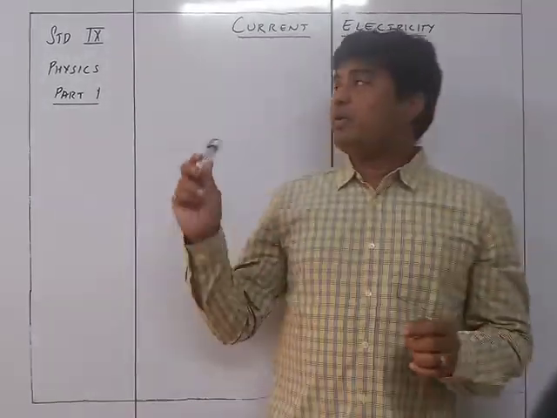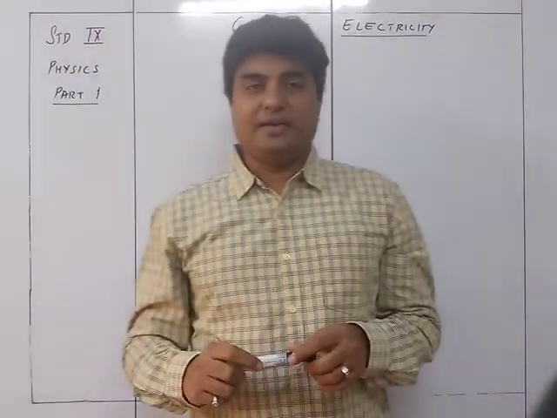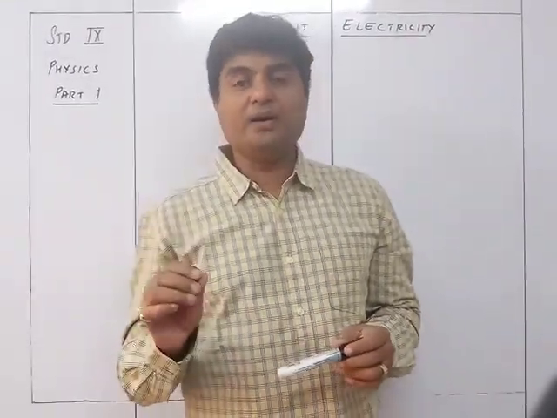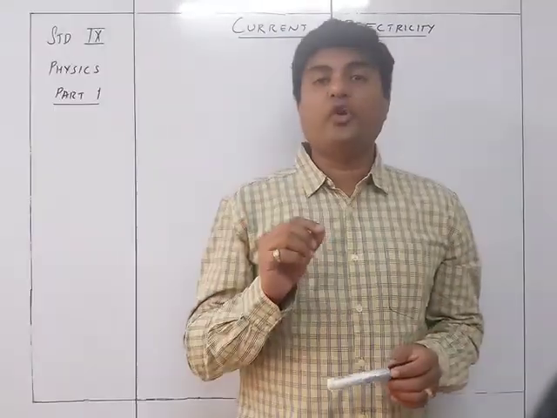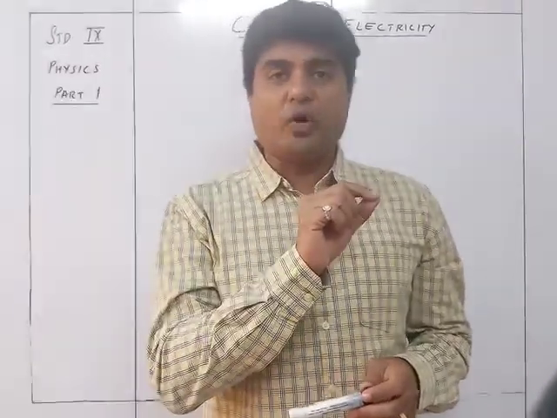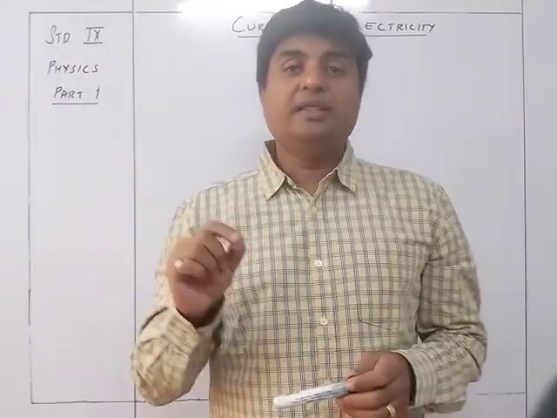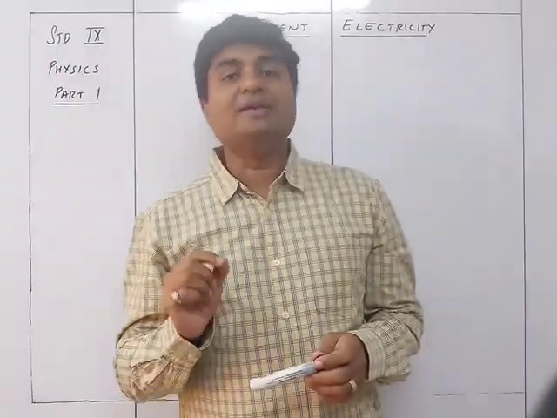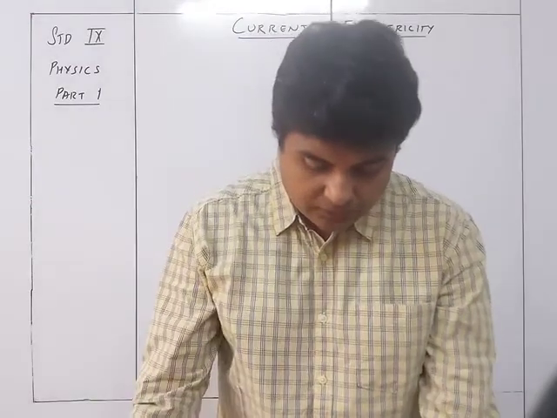But this chapter, what we are learning about is current electricity. That means current means flow. So whenever the charge is going to flow from one end of a body to another end of the body, then that particular kind of electricity is called as current electricity.